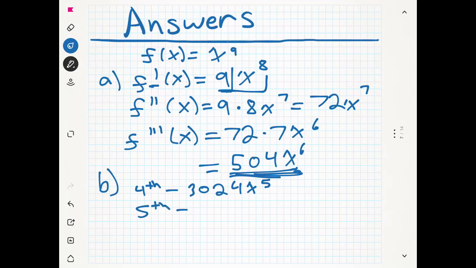Fifth, this is going to be even bigger. The constant multiple is getting bigger.